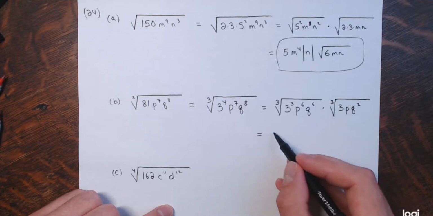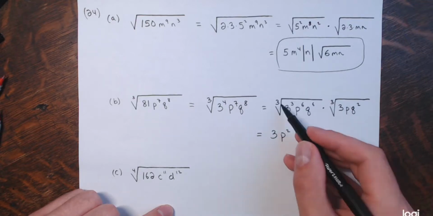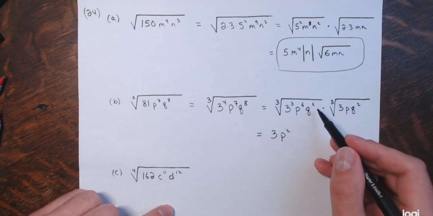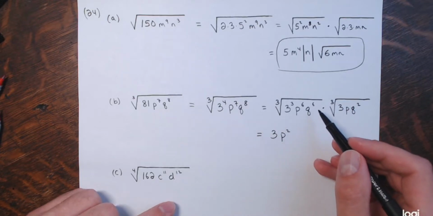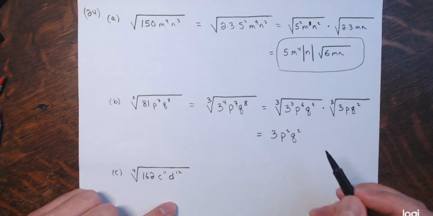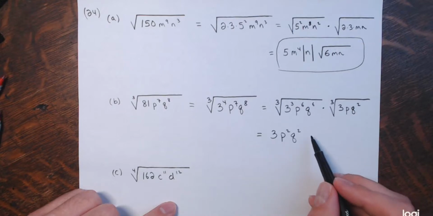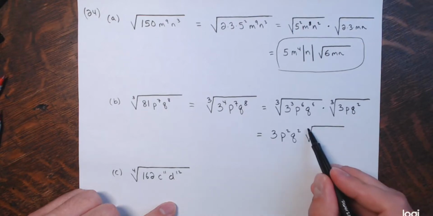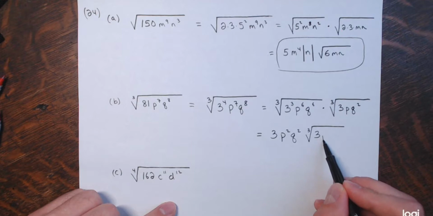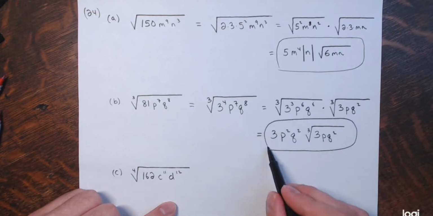Cube root of 3 cubed would be 3. Cube root of p to the 6th would be p squared. The cube root of q to the 6th would be q squared. Right. So 3p squared q squared times the cube root of 3pq squared. Great.